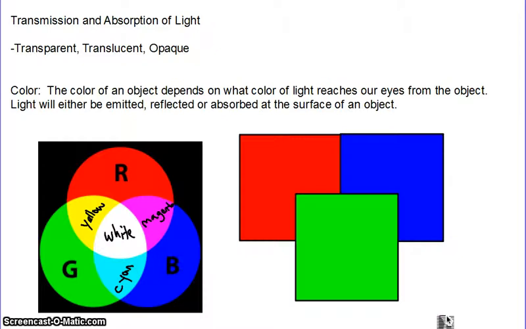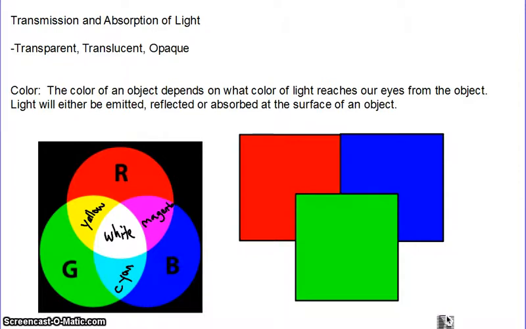An object has a color based on what color of light reaches our eyes from that object. The light can either be emitted by the object and we're seeing the color, maybe it's reflected by the object allowing us to see the color, or maybe some colors are being absorbed and other colors are being reflected. And so that gives us our colors.